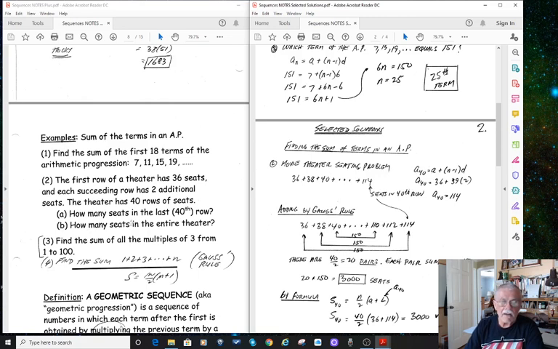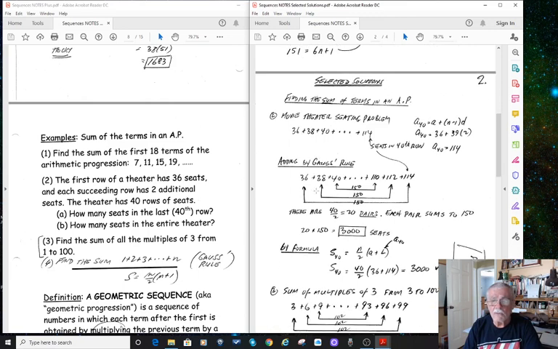Okay, part B, how many seats in the entire theater? Well, that means adding up. So this is what we want to do for part B. Okay, so let's do this in 2 different ways. I want to do this using Gauss's approach, what we think was his approach, and I want to do it by using the formula. I think in real life I probably use the diagram a lot more than the formula, but at any rate, so here we go.